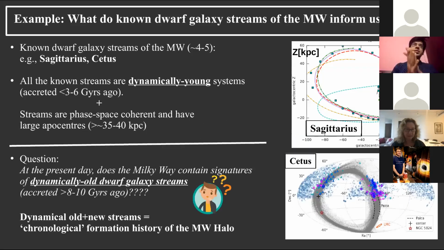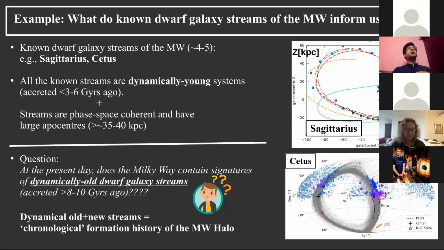But the thing is that all of these dwarf galaxy streams that we know of in the Milky Way to date are dynamically young systems, which means that these streams were only accreted 3 to 6 gigayears ago. One of the reasons that we think so is because these streams are quite coherent in phase space. So Sagittarius and Cetus are quite coherent in phase space, which means that they did not have enough time to phase mix, which means that they were only recently accreted.